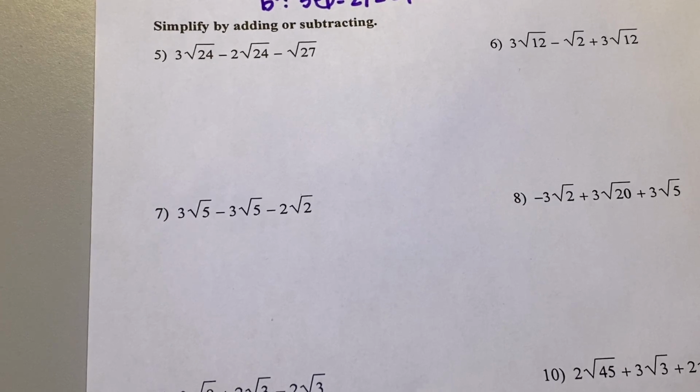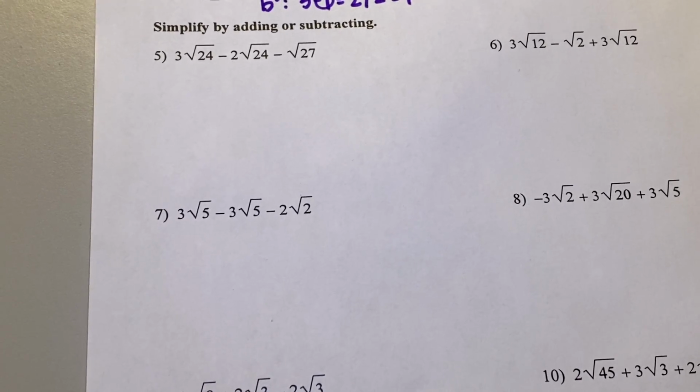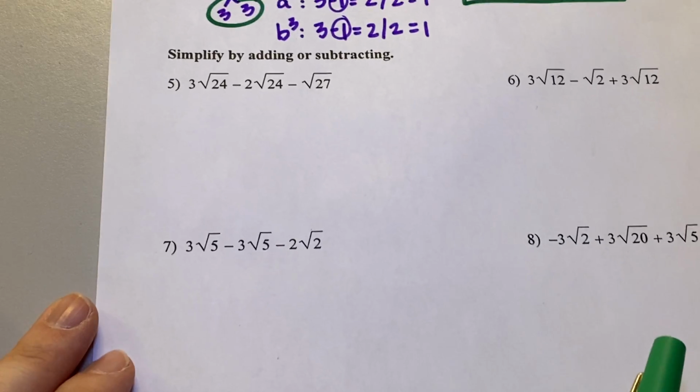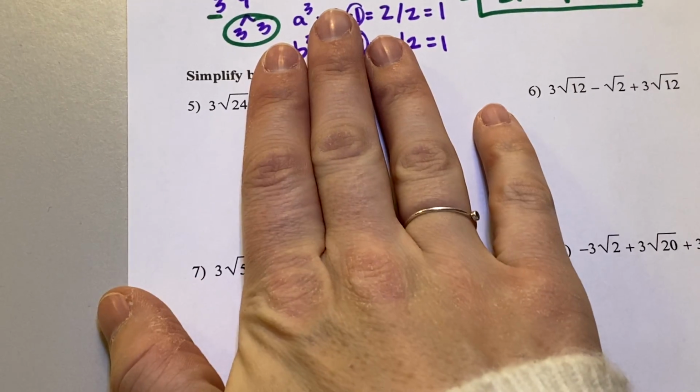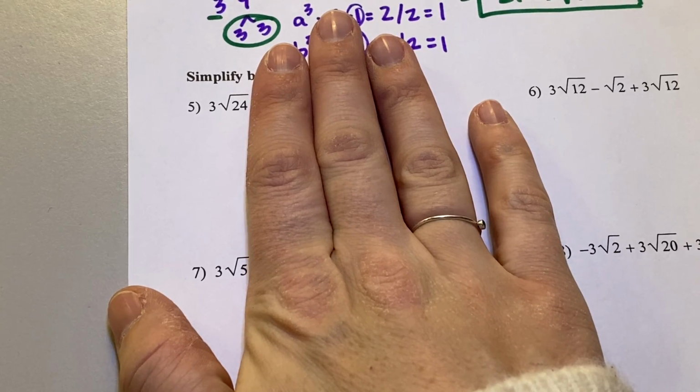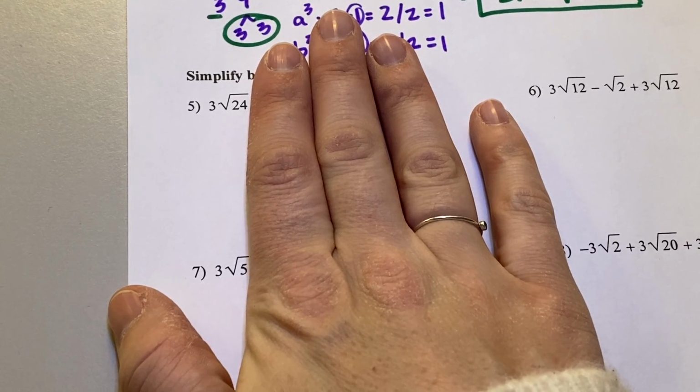How are we simplifying these guys? By doing what? What does it say in my directions? Adding and subtracting. So we've taken it up a notch. The first thing we always have to do is see if these guys can simplify. Okay, so on number 5, we're just going to take it piece by piece. We have no variables in here, so that makes it a little easier.